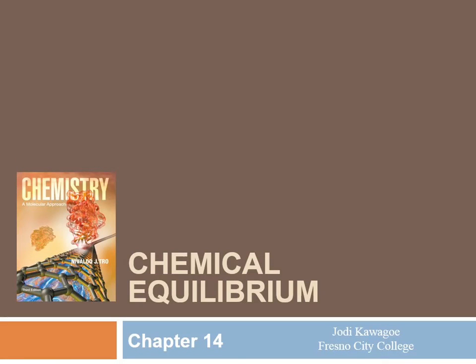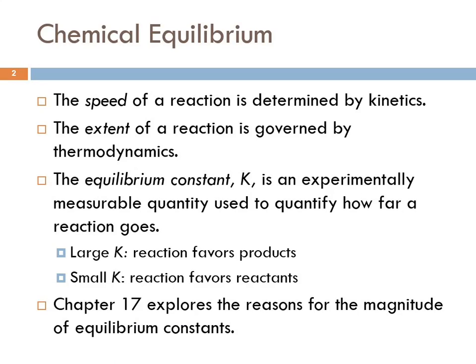Chapter 14, Chemical Equilibrium. So the first chapter, 13, for this class was about kinetics, the rates of chemical reactions. The speed of a reaction is determined by the kinetics. The extent of a reaction, or how far the reaction proceeds, is governed by something called thermodynamics. And we're going to be exploring some of that in chapter 14.